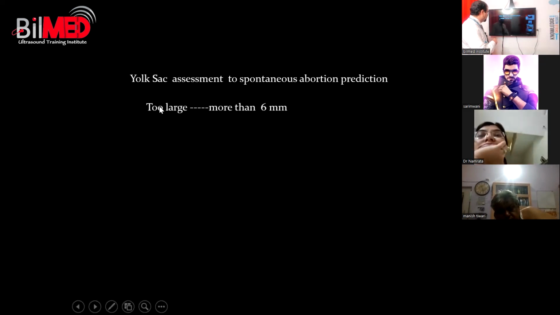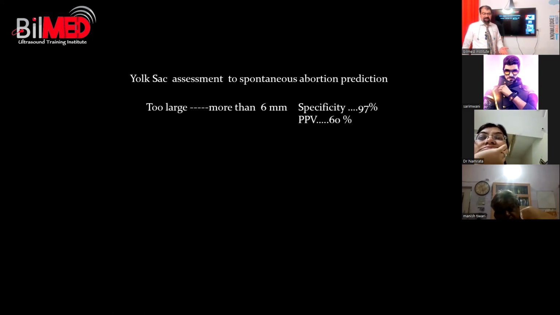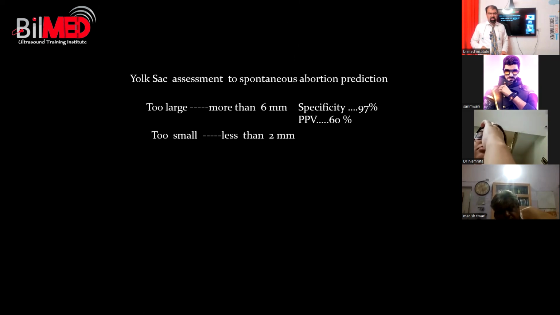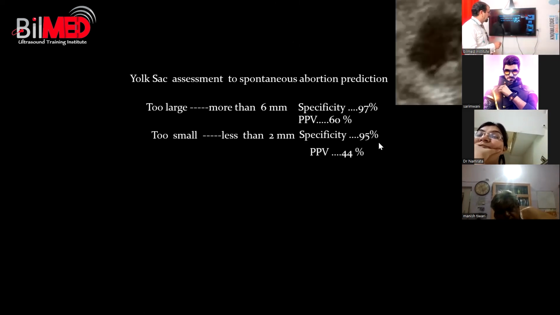Now, I told you it should not be more than 5, and if it is more than 6 millimeters, it is too large. Too large is also abnormal, and for the prediction of spontaneous abortion the specificity is about 97% if it is too large. And if it is too small, meaning less than 2 millimeters, the specificity is again more than 90, about 95%, with a small yolk sac.